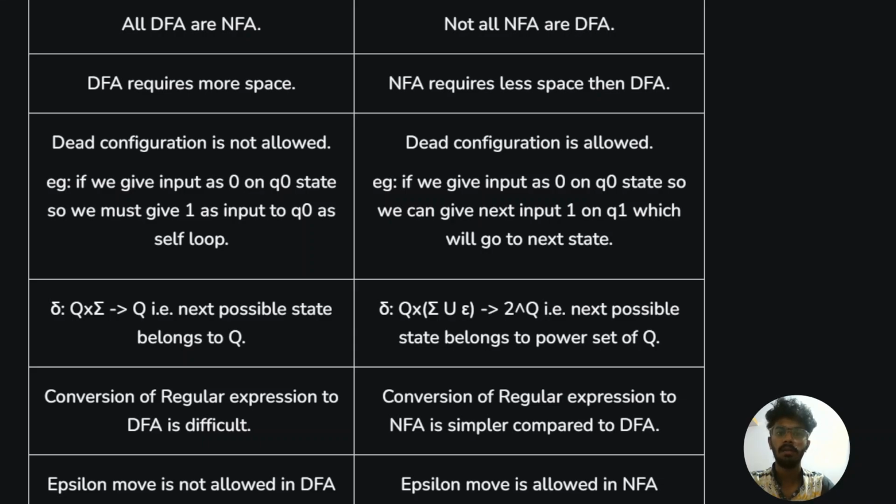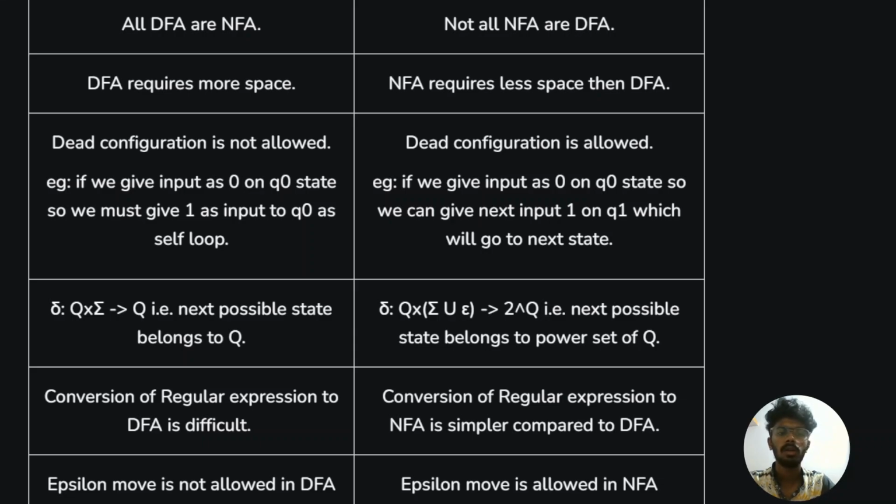All DFAs are NFAs. Not all NFAs are DFAs. DFA requires more space. NFA requires less space than DFA. Dead configuration is not allowed in DFA. Dead configuration is allowed in NFA. Example, if I give input 0 on the Q naught state, we must give 1 as input to Q naught as a self loop. If we give an input of 0 on the Q naught state, we can think we can give the next input 1 in Q1, which will go to the next state.